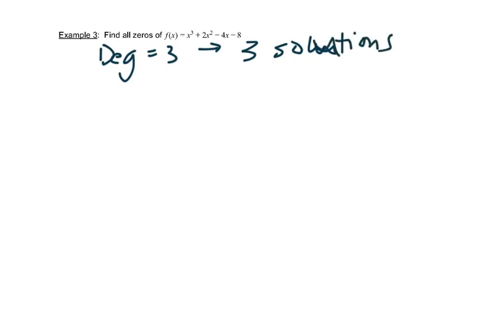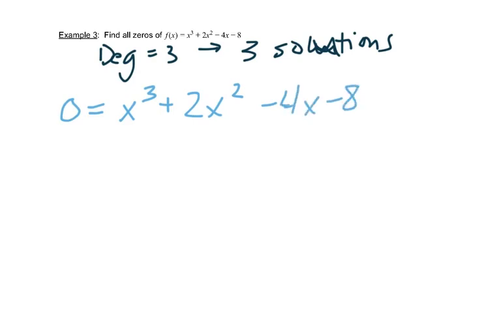So the first thing we do is set it equal to 0. So we get 0 equals x cubed plus 2x squared minus 4x minus 8. And a lot of times people don't like having that 0 on the left hand side. That's fine. You can move it to the right hand side. You can make it equal to 0 that way. This has got 4 terms, so we're going to factor it by grouping.